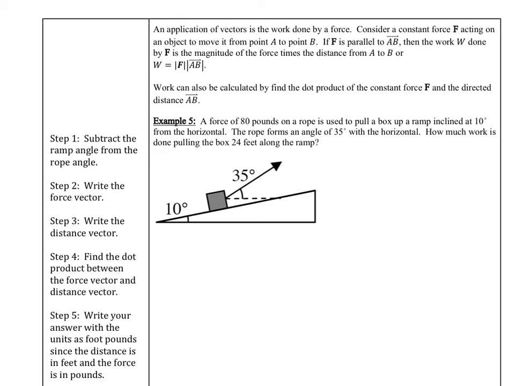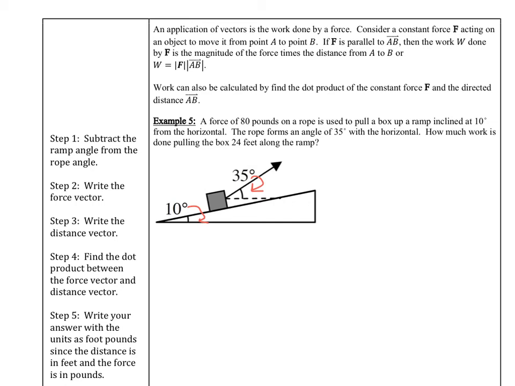So we have a force of 80 pounds on a rope. We're using a force of 80 pounds to pull this box up the ramp. The ramp is at an angle of 10 degrees, and we're pulling from an angle of 35 degrees. So this 35 degrees is that angle, and the 10 degrees is the angle of the ramp. We're trying to figure out how much work it's going to take to get that box 24 feet up the ramp.